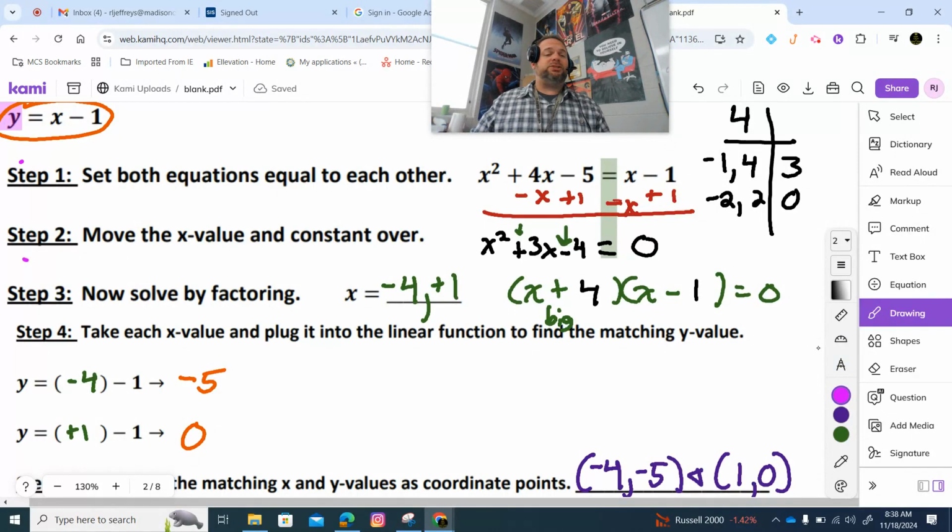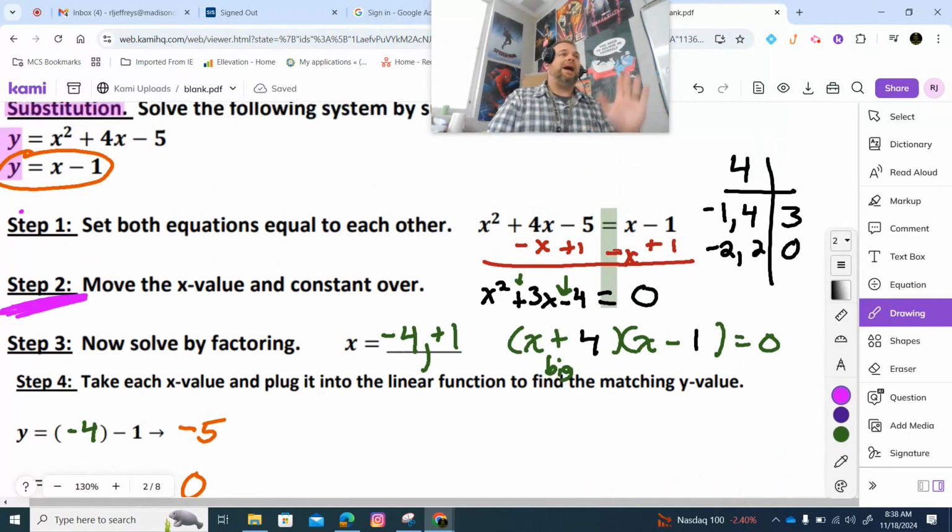After step 2, solve by factoring is something you will already have done on the test, correct? Yeah, because we did that last week, right? Okay. Have we already taken values and plugged them in to find something else? We've done those a lot all semester, right? So let me tell you this.